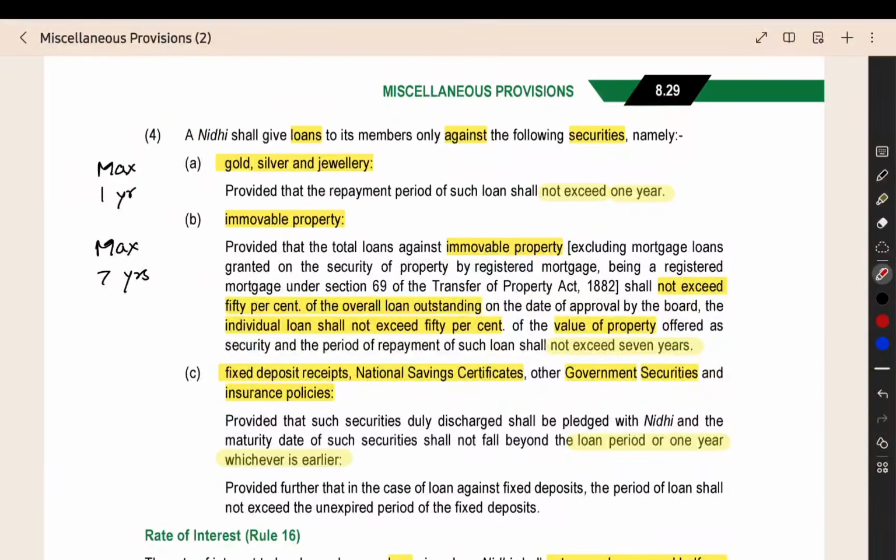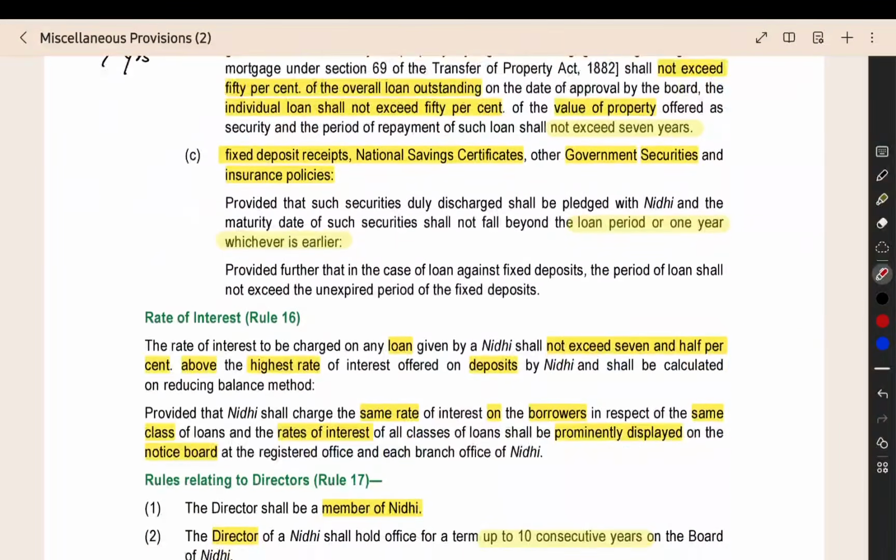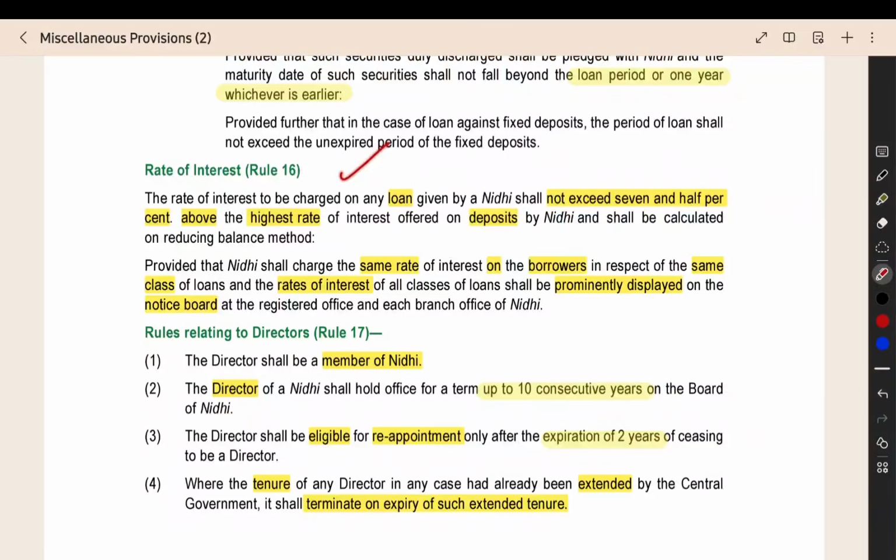Now, the remaining part I have not explained in detail. You can read it once. It is easily understandable. Then, rate of interest. What is the rate of interest on the loan? When you are giving a loan, it shall not exceed 7.5% above the highest rate of interest offered on deposit.